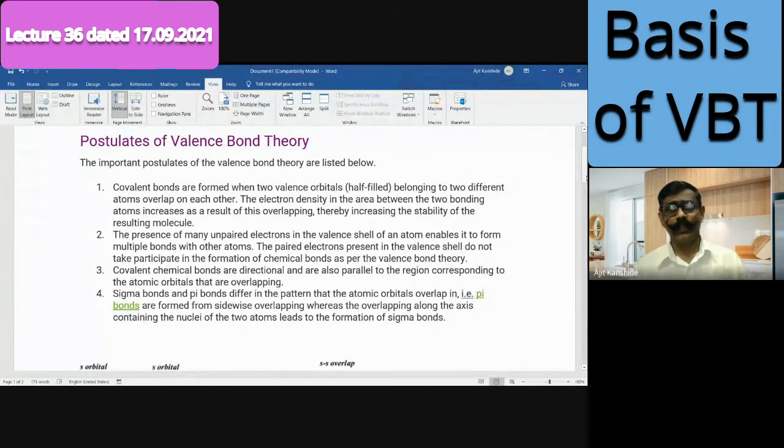Okay. Now, if one unpaired electron is present, and the other atom also has one unpaired electron, then the overlap between the electron clouds is going to occur to form the covalent bond.